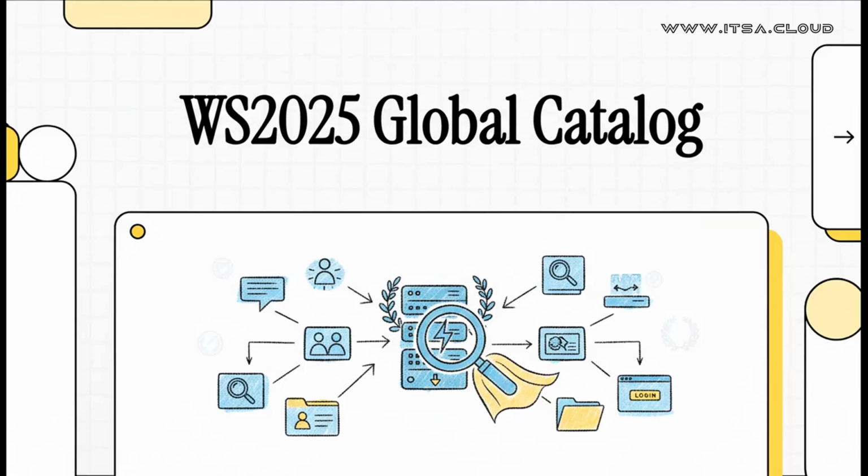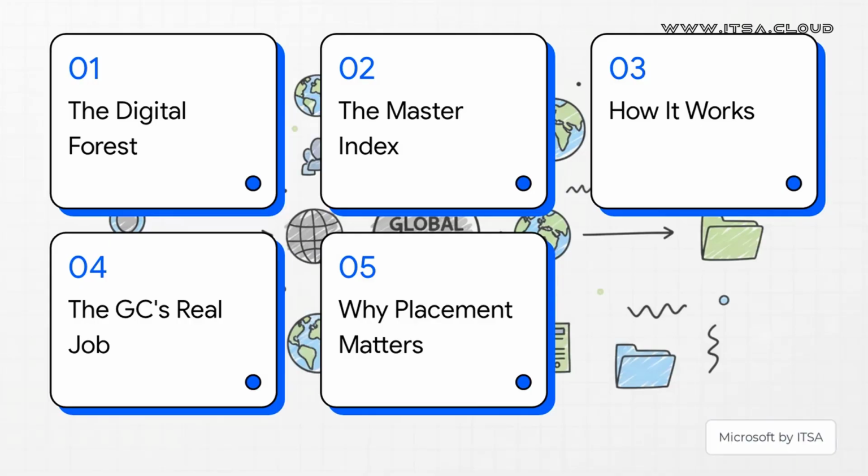We're talking about the Windows Server 2025 Global Catalog. Let's break down how this master index for your entire network really works. So here's how we're going to tackle this. First, we'll really get a feel for the problem, this idea of a digital forest. Then we'll look at the brilliant solution, this master index.